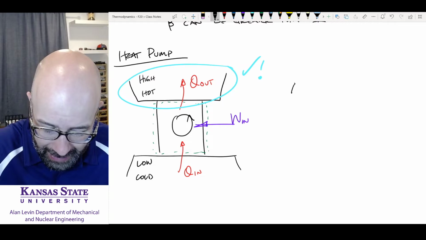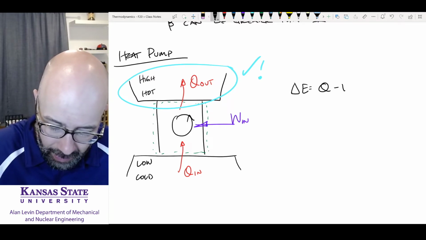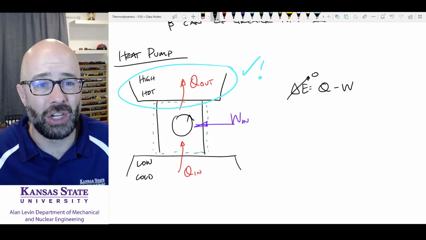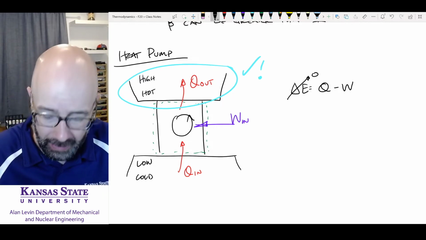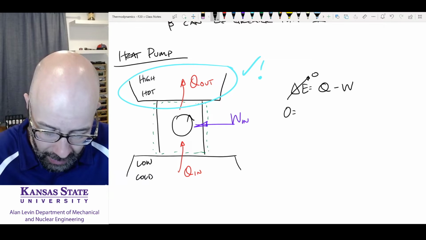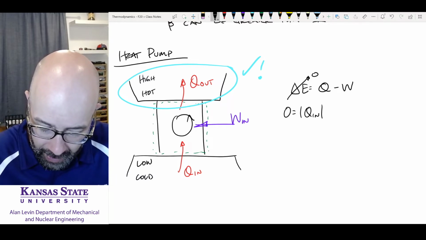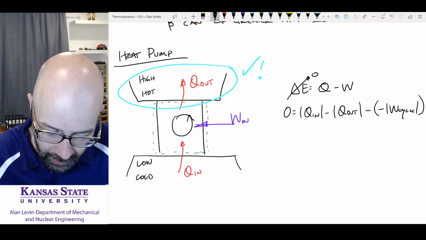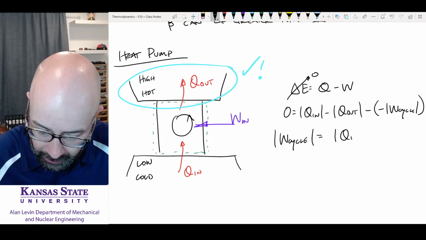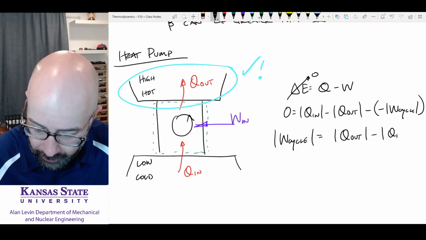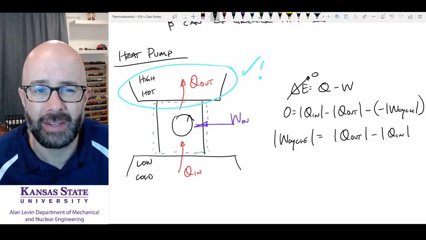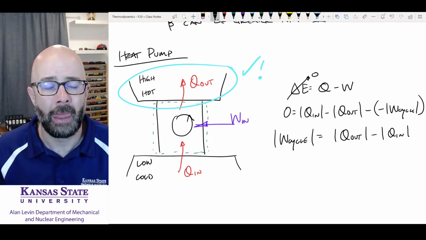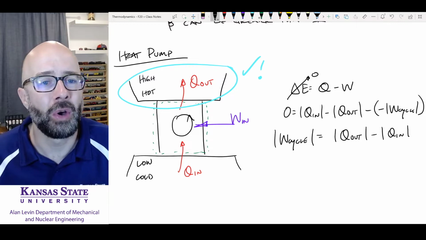So we're going to say delta E is equal to Q minus W. This is going to go to 0 because we know that the properties remain the same as we go around the cycle. So we're going to have 0 is equal to Q in minus Q out minus the work of the cycle. And then we're going to find that the work of the cycle is equal to Q out minus Q in. Okay? Same exact thing as refrigeration. No difference. Where the difference comes is when we evaluate the coefficient of performance.